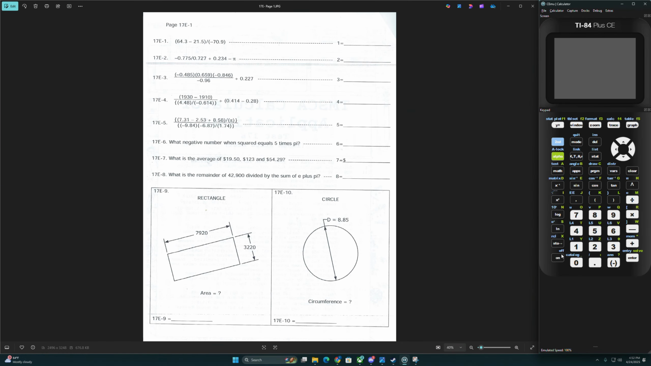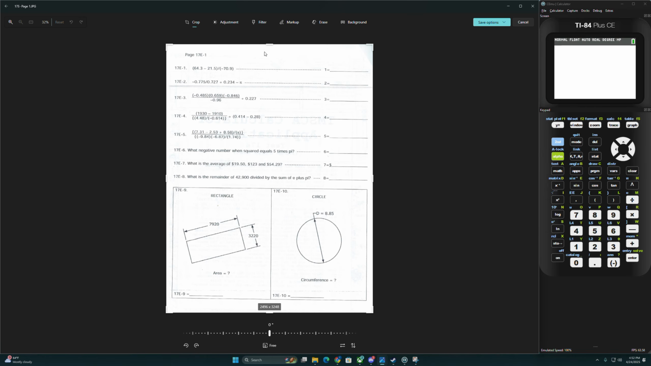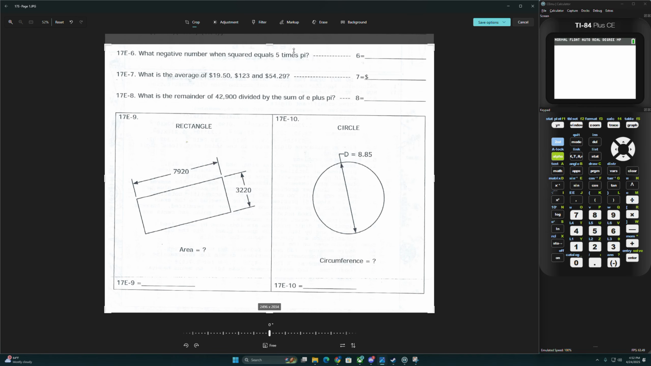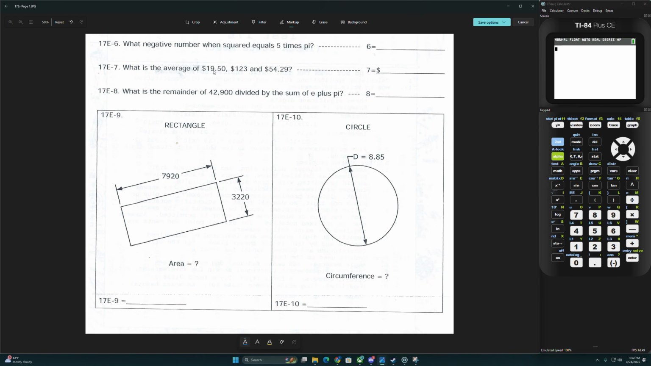All right, so I will be working on test 17E this time around. So, let's just get started right into it. I scanned all the pages beforehand, so we could just go by pretty fast.